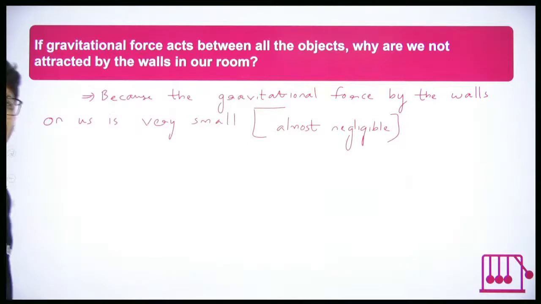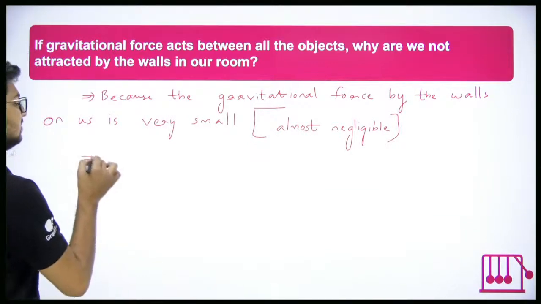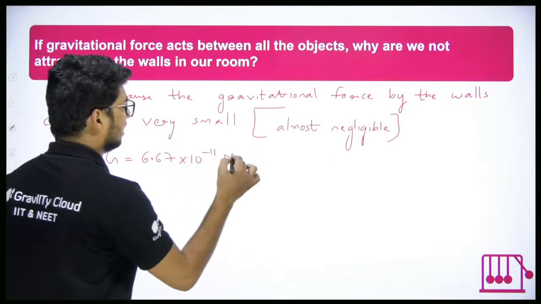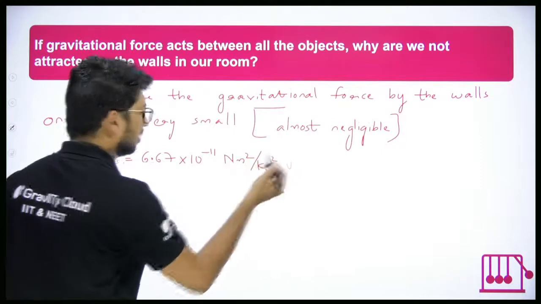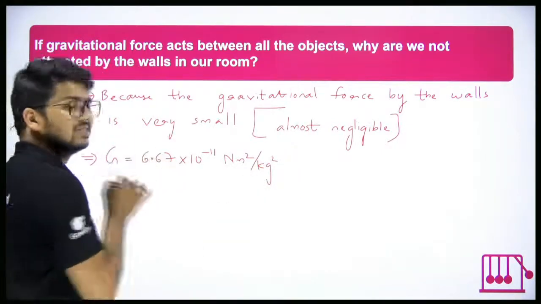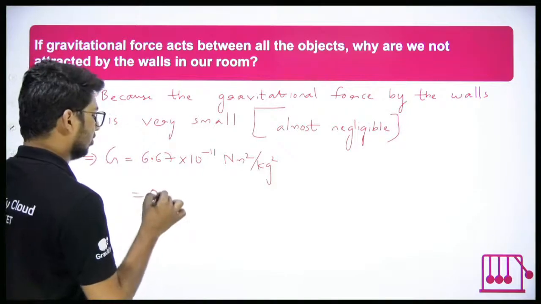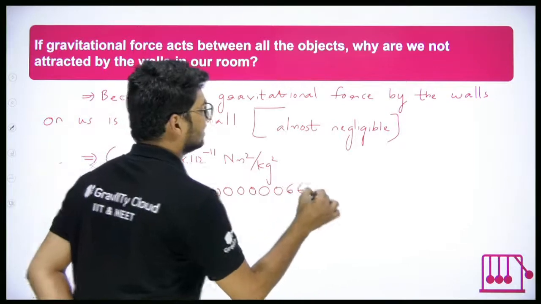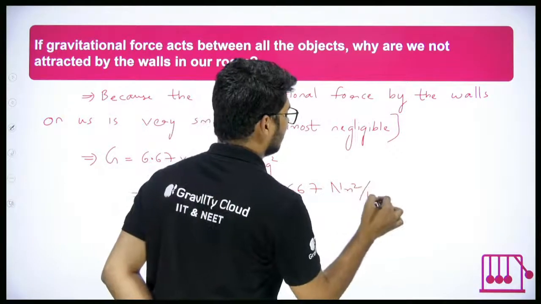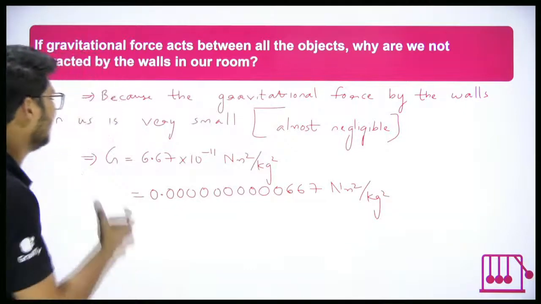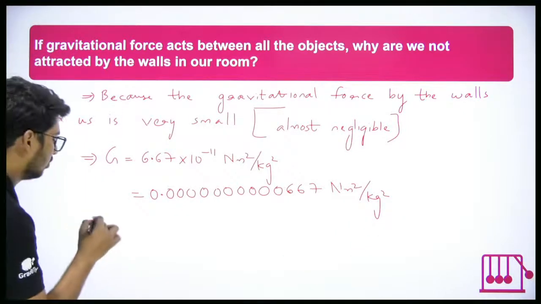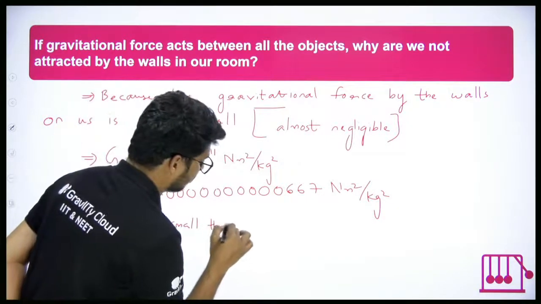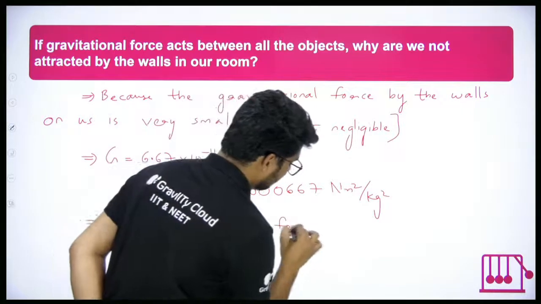How can we say it's almost zero? Because the reason behind this is G is equal to 6.67 into 10 power minus 11 Newton meter square per kilogram square. So this itself is very small. How much is that going to be? 0.00000000667 Newton meter square per kilogram square. So G is so small that the force becomes very small. G is so small that the force will be negligible.